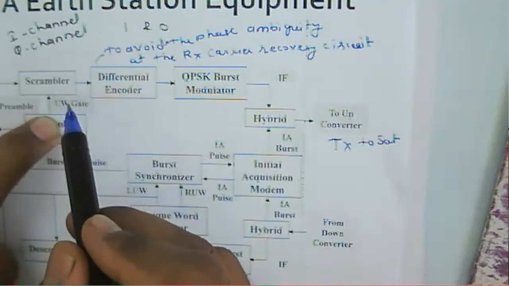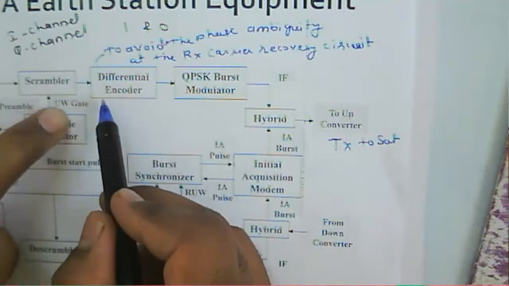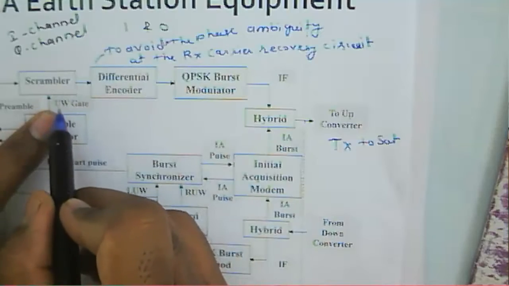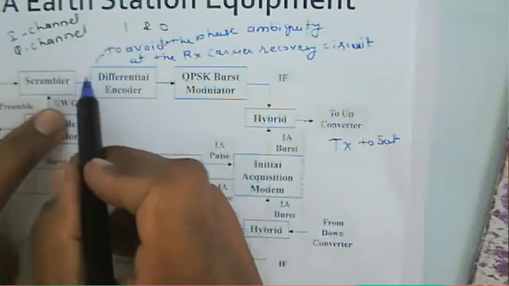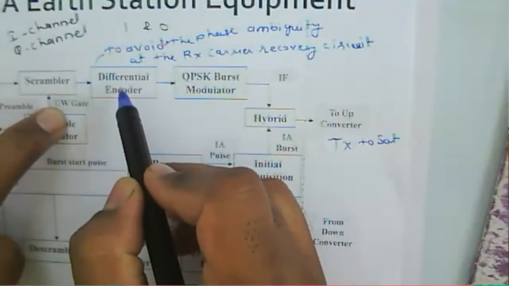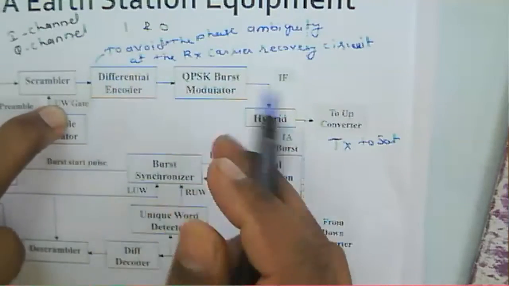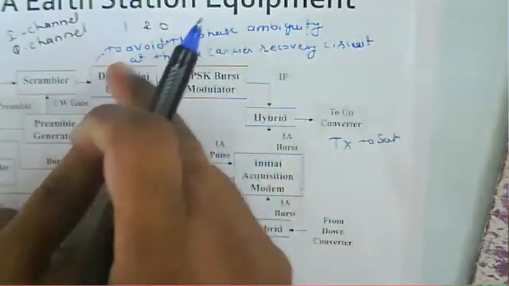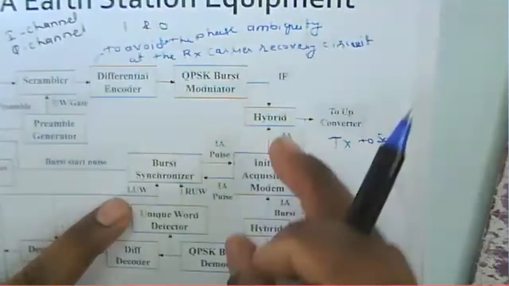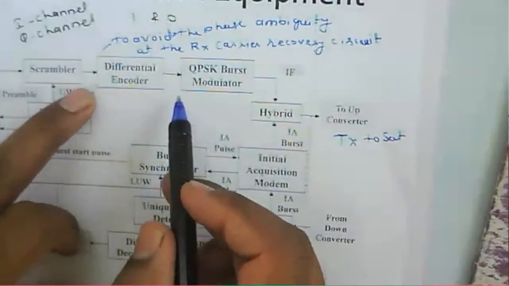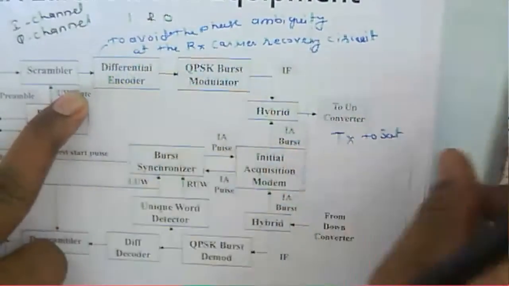So we'll get the information about the phase, as well as the information about the carrier recovery. So we are providing the information regarding the carrier recovery as well as the phase here. That is about the transmitting side. And then the satellite will understand whatever the information is, and then it will decode it.